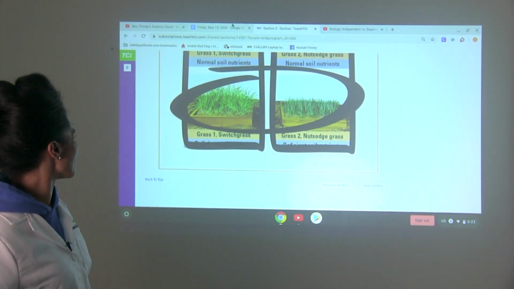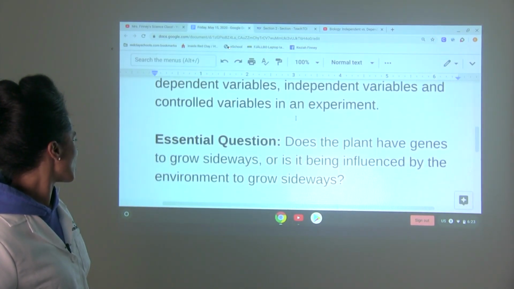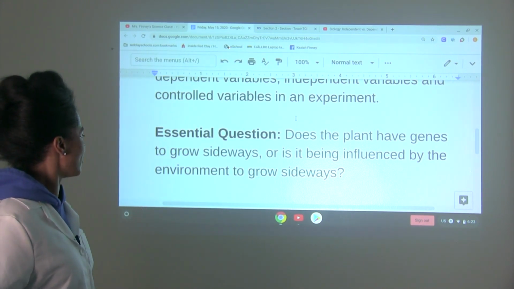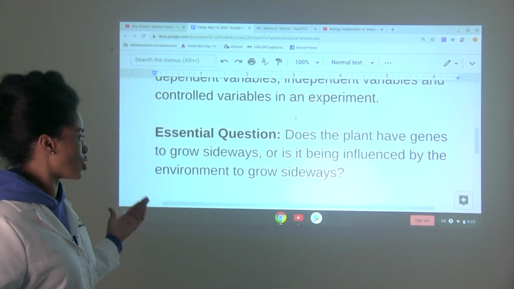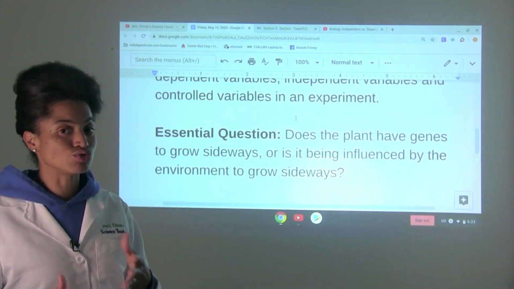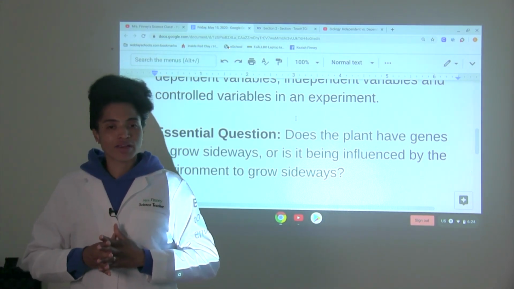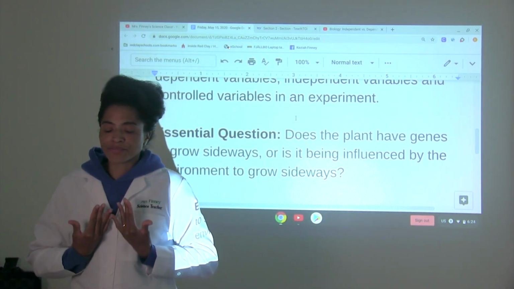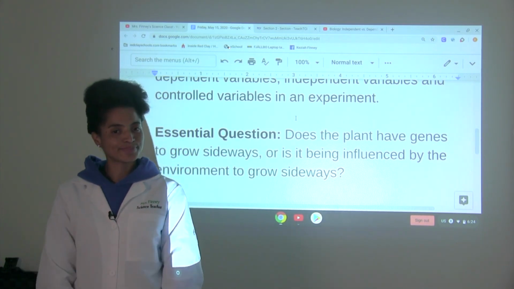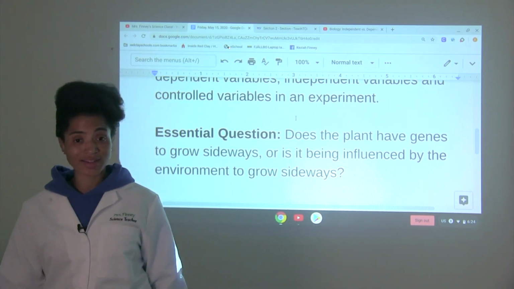All right, let's wrap up here. All righty. So our essential question, does the plant have genes to grow sideways, or is it being influenced by the environment to grow sideways? What would you say to that? I want you to give your very calm and educated response. What do you say? I think you know your stuff.